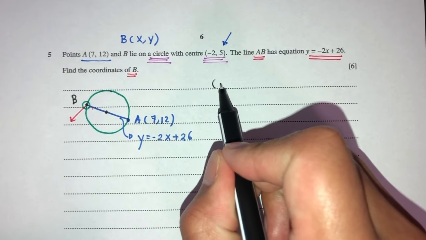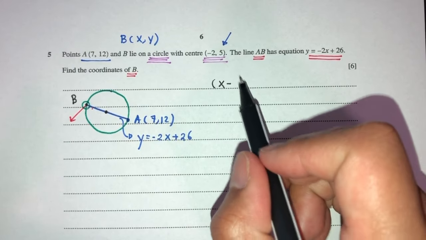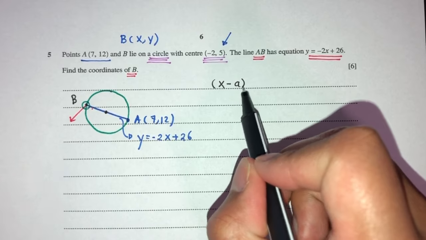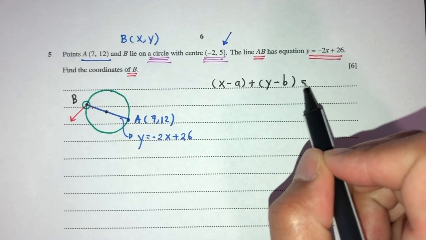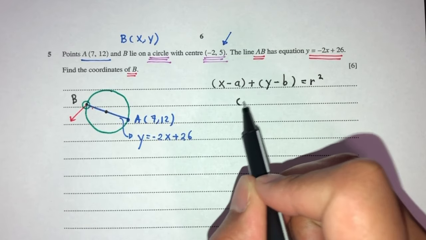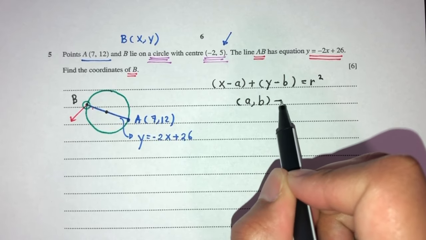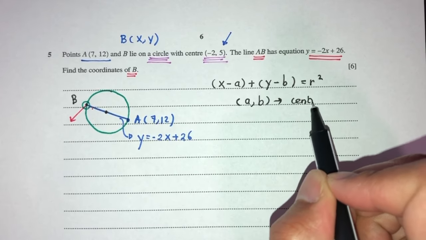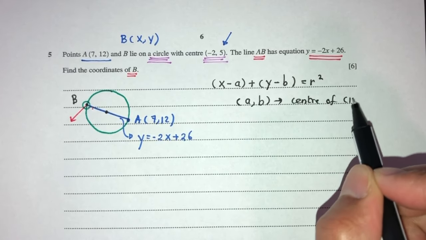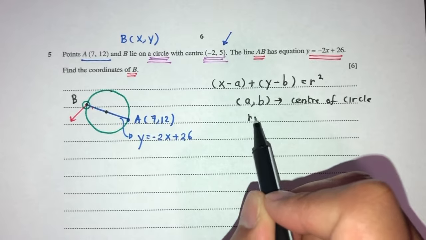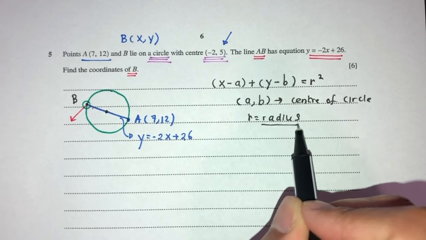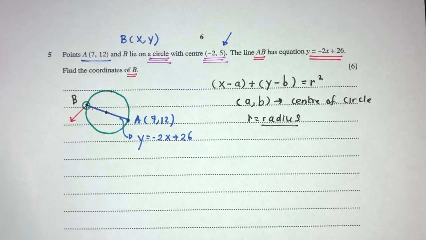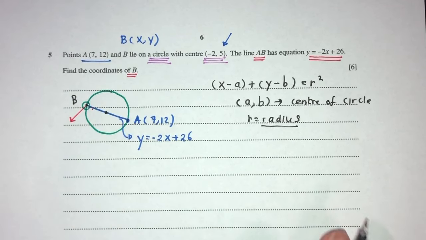It is (x minus A) squared plus (y minus B) squared equal to r squared, where A and B are the center of your circle and r is the radius of your circle. So this is the usual form of the equation of a circle. So we have to use that; you can use it to find the equation.